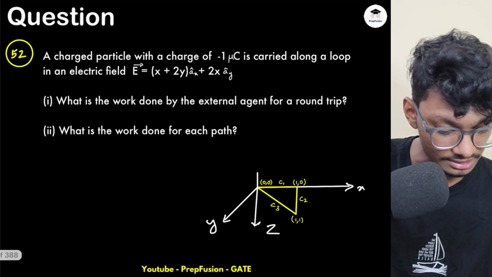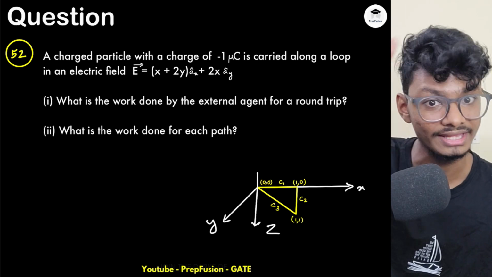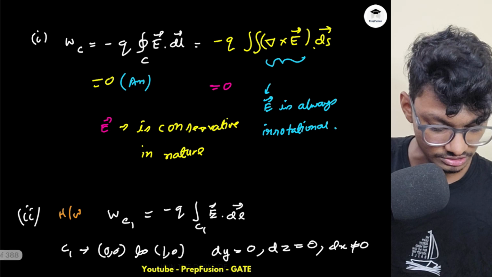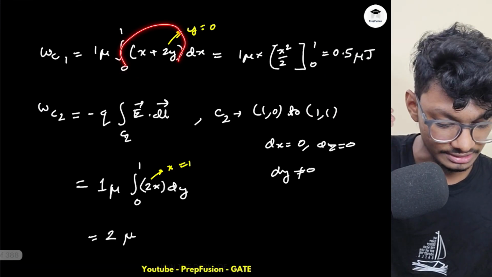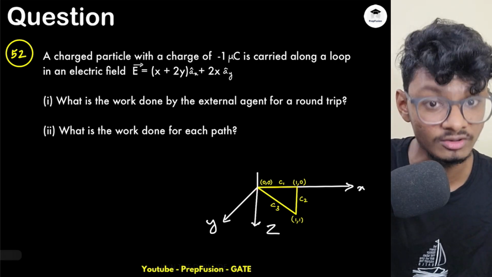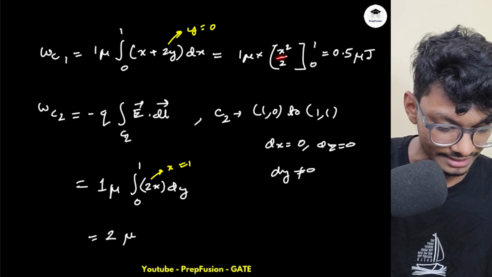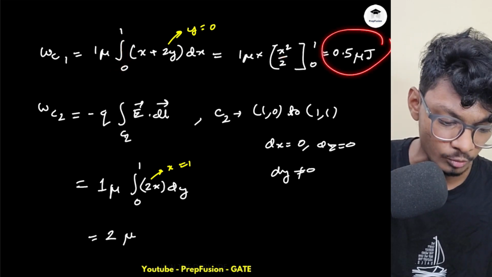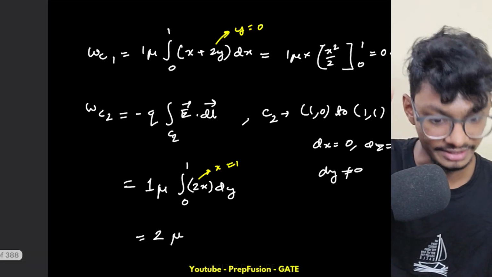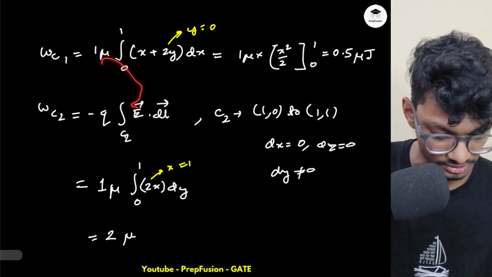So I will only take the ax cap component of the electric field, because ax dot anything else will be simply 0. Only ax dot ax will be 1. So this component will be present here, and this is what I will integrate. Now one thing I know is that y is 0 throughout this whole curve. Y is not changing. So I will replace y with 0 and integrate x from 0 to 1. I will get the value of 0.5 microjoules. The same procedure I will follow here. Don't forget the minus q. As q is already negative, this becomes plus. This overall becomes plus 0.5.